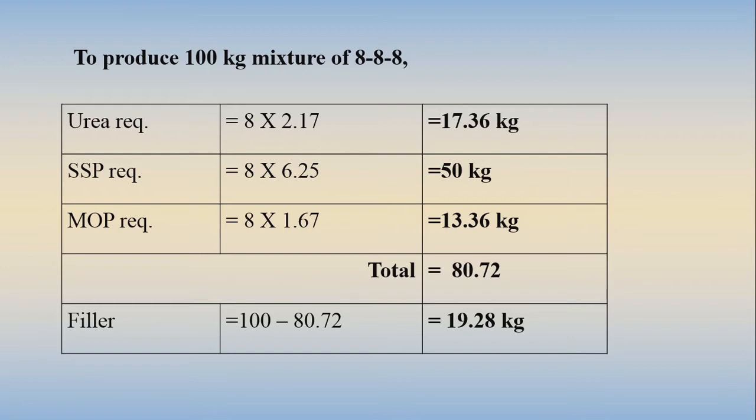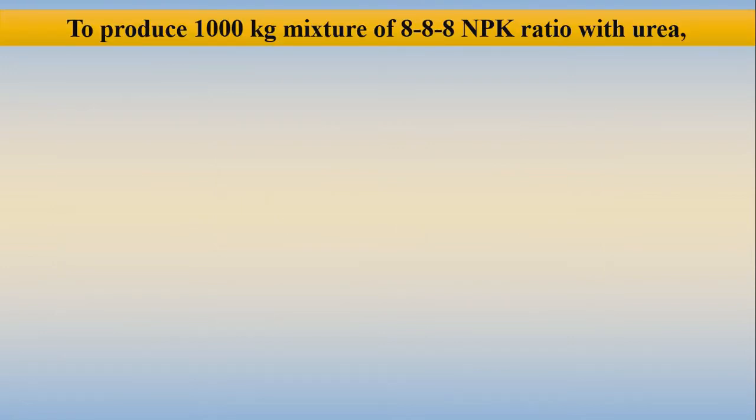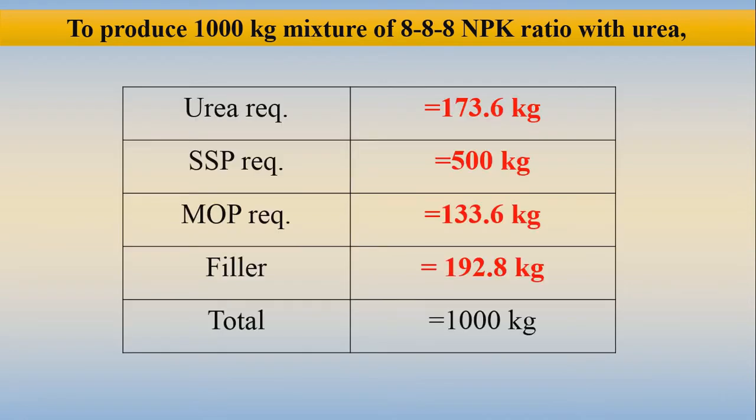So this is for 100 kg. We have to convert it into 1000 kg, which you can do by simply multiplying by 10. So the urea required is 173.6 kg, SSP is 500 kg, MOP is 133.6 kg, and filler material required is 192.8 kg, so that the total mixture is 1000 kg. In this problem, we have seen how to calculate the amount of fertilizer required if the fertilizer grade is given.